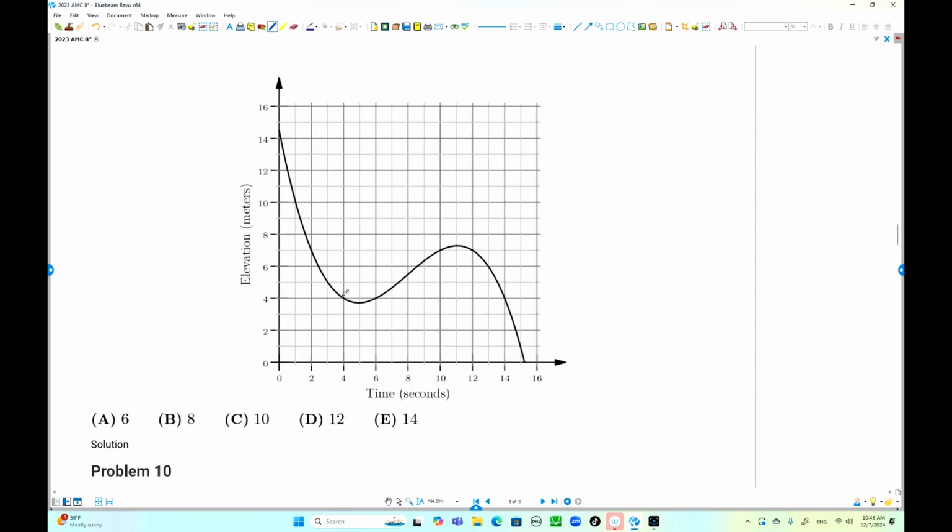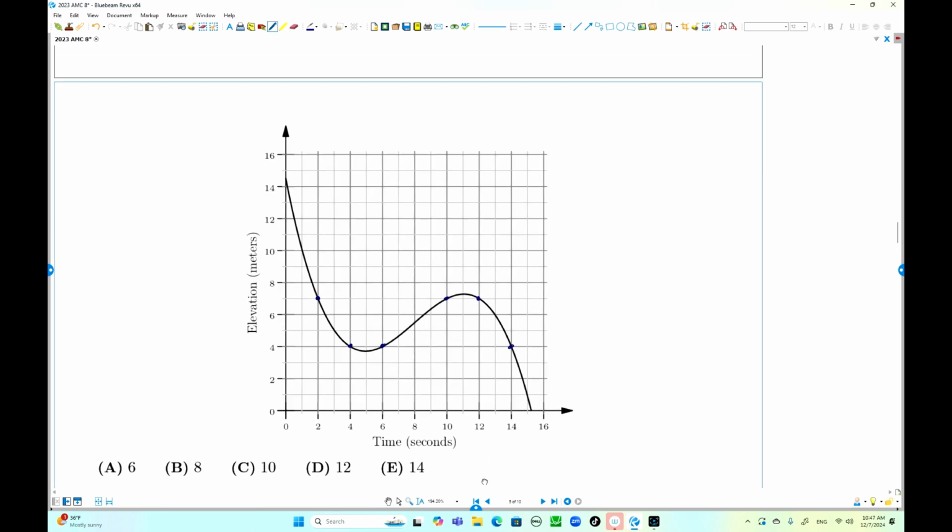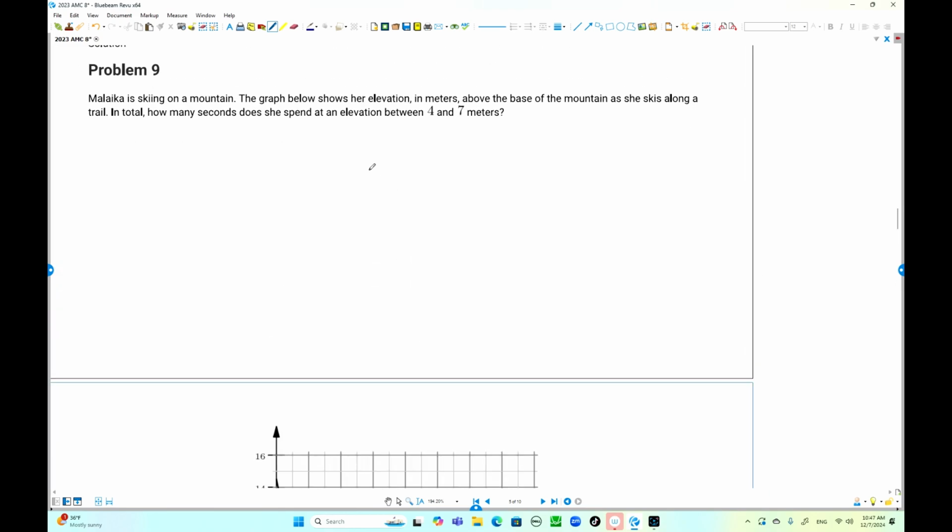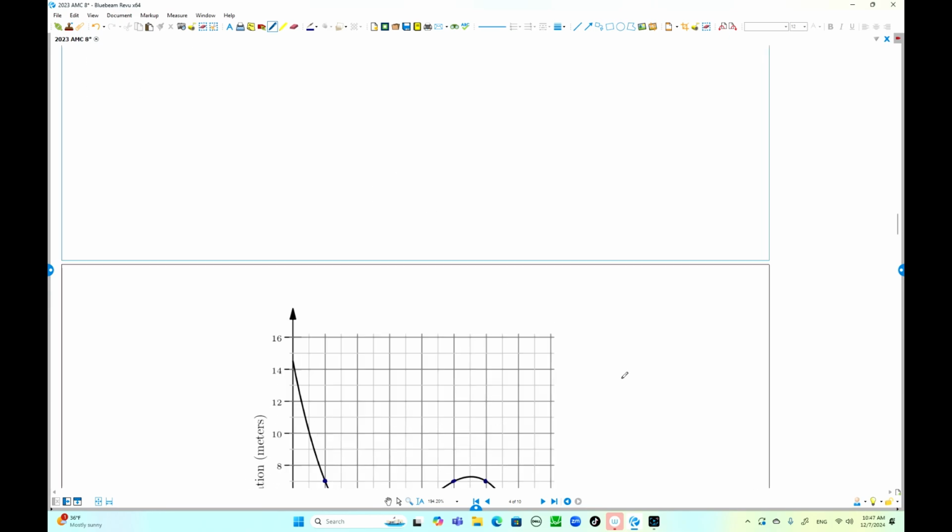Where is the 4? Here. Here. Here. Where is the 7? Here. And here. Here. And here. So, how many seconds does it spend at an elevation between 4 and 7?